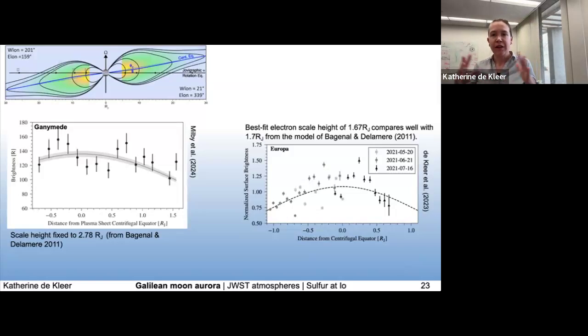So by surveying this whole range of different auroral wavelengths, we're able to say something about the composition of the moons, how that composition might be changing as a function of time of day, and even about the environment that they orbit in.